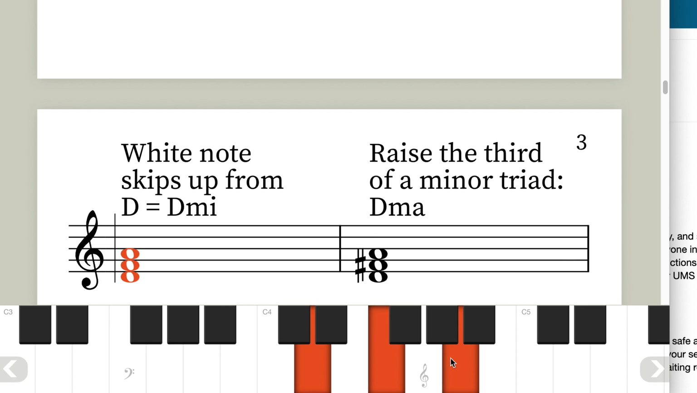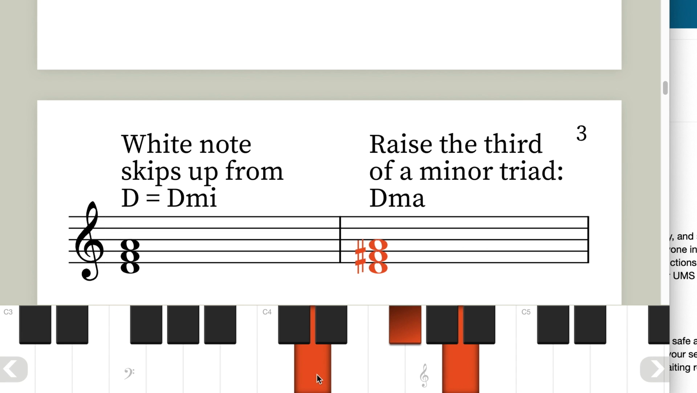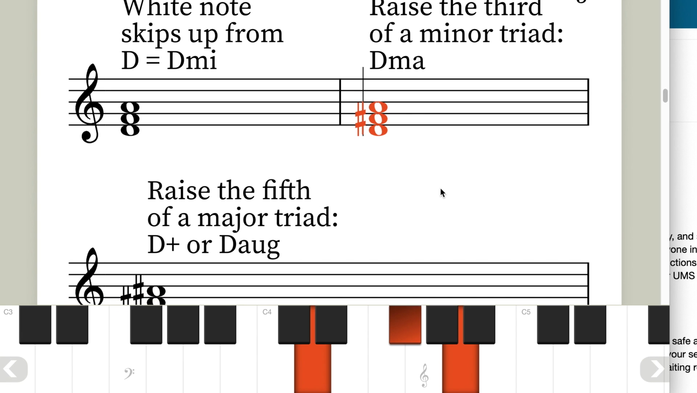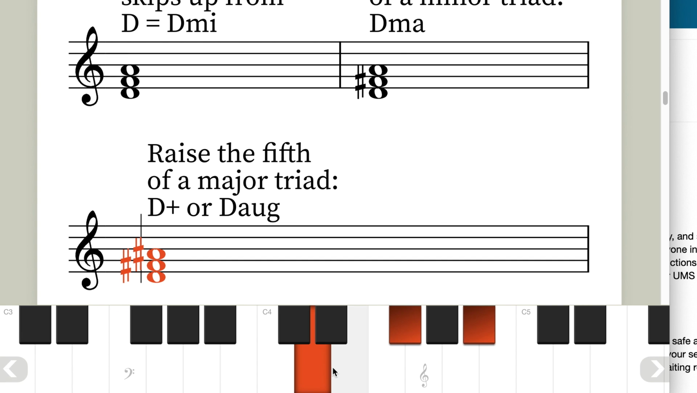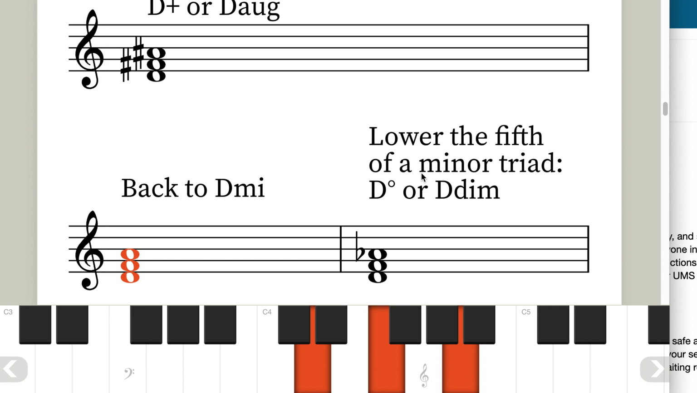Now we raise the third of a minor triad to make a major triad. Brightens up, and we've got a major third, 1, 2, 3, and a minor third, 1, 2, 3, and then again a fifth, 1, 2, 3, 4, 5. So we've got a root, a third, and a fifth. The root is the note that gives the chord its name, D. Now we raise the fifth of this major triad to make an augmented triad. So we've got a major third, 1, 2, 3, and a major third, 1, 2, 3, to give us an augmented triad.